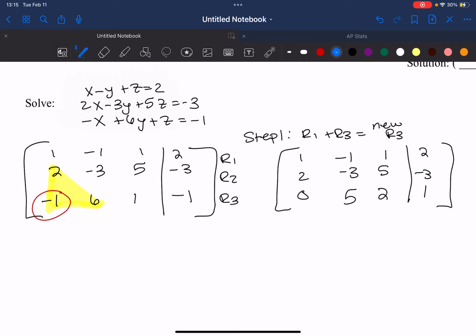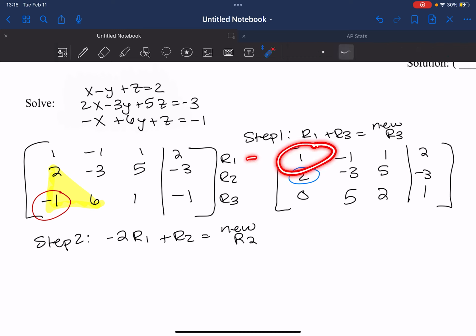Now I'm going to try to get my second 0, and that's always going to be the one above it. Again, I am looking at the other rows. Is there anything I can multiply another row by so when I add it, they cancel out? Well, my step 2 is that I can take row 1 and multiply it by negative 2. So negative 2 row 1, add it to row 2, and that will give me my new row 2. Because if I multiply this by negative 2, that will give me negative 2, and negative 2 plus 2 is 0.